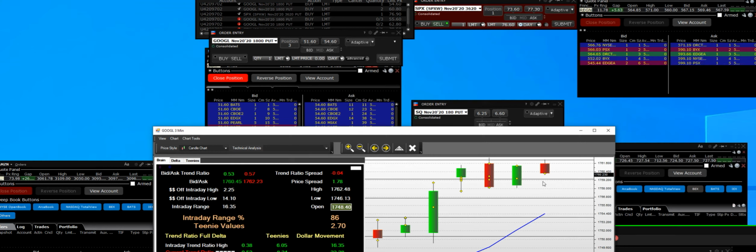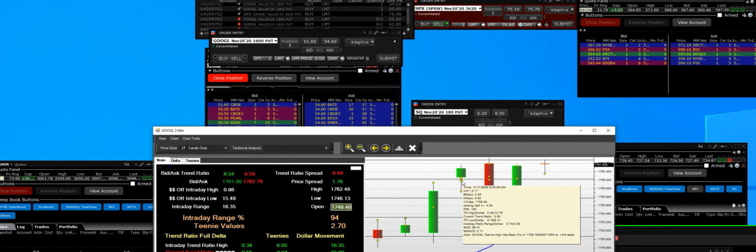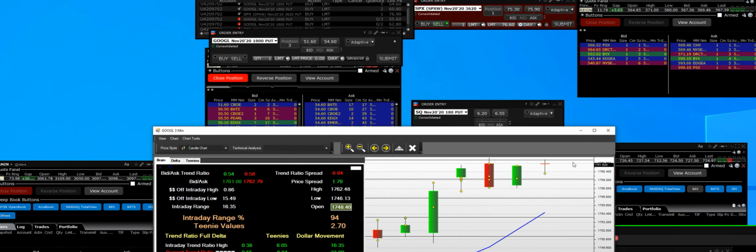Each line is $2.70. Pure mathematics. 1, 2, there was 3 teenies. There is 4 teenies times 270 with the 94 IR. And we're live in the market. And we're going through the bid and the ask.